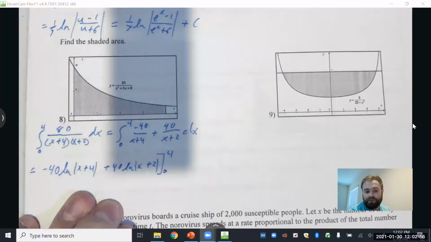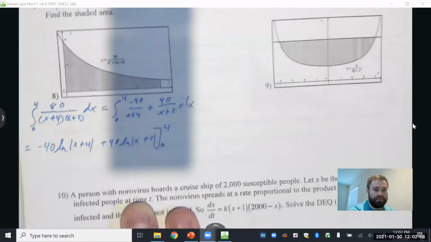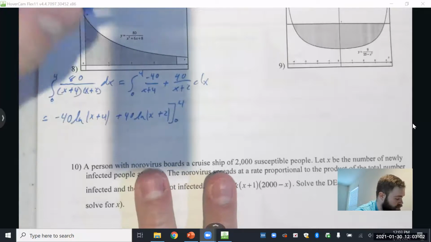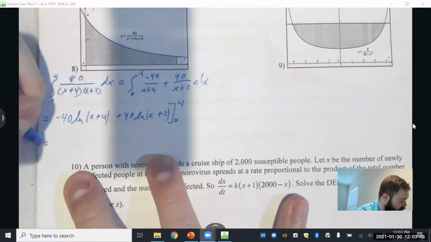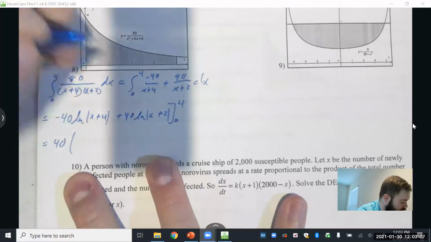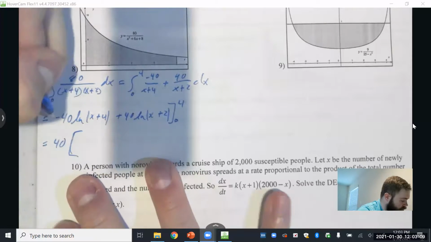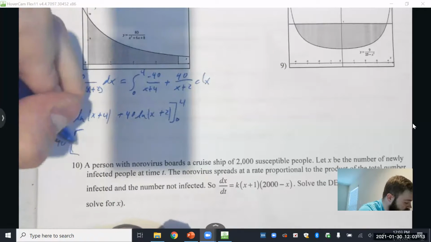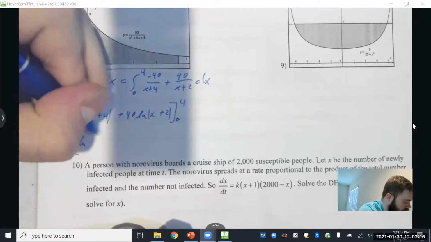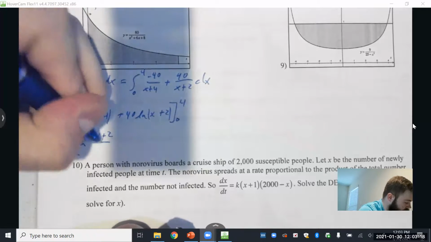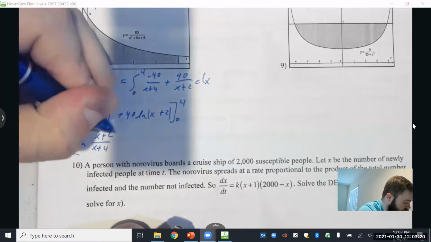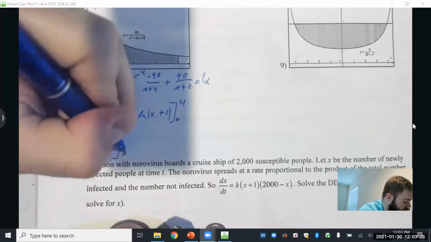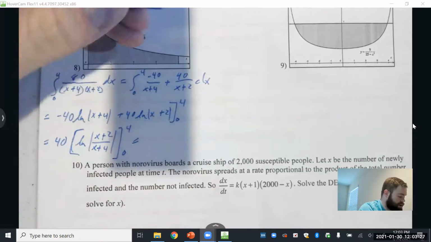Okay, I'm going to simplify before I plug in the upper and lower limits. What I mean by that is, with some of the natural log rules, I'm going to factor out the 40. It'll get multiplied by everything. And then this one has the negative, which means its argument is going to go in the denominator. So we're going to have the natural log of x plus 2 over x plus 4, from 0 to 4. And now we'll plug the upper and lower limits in.